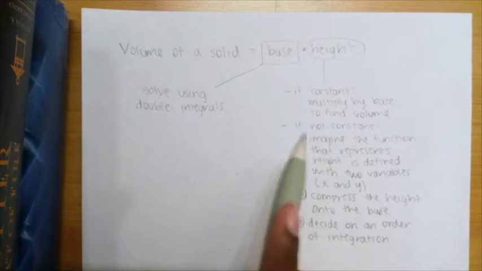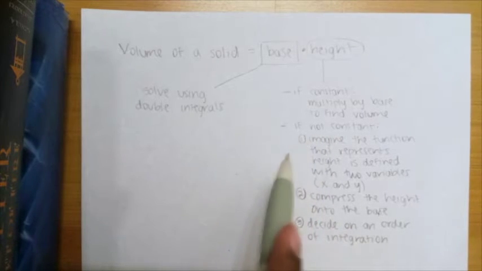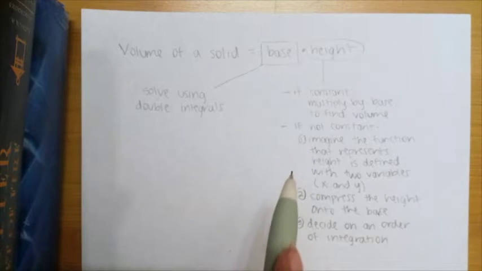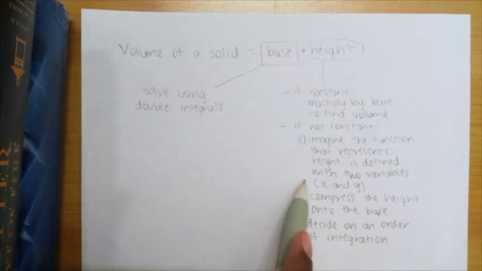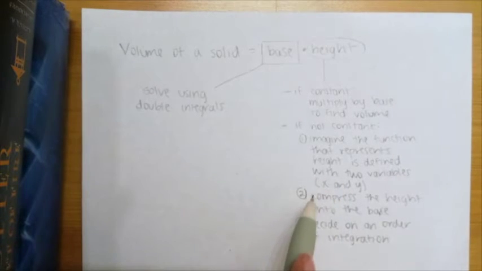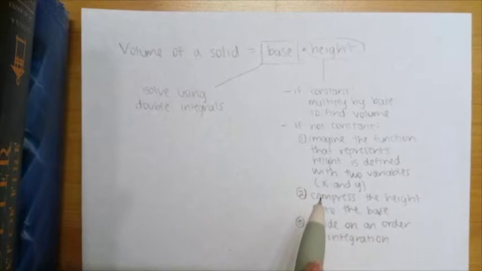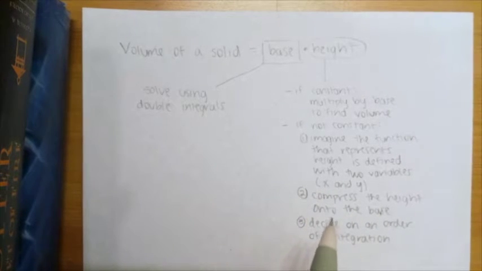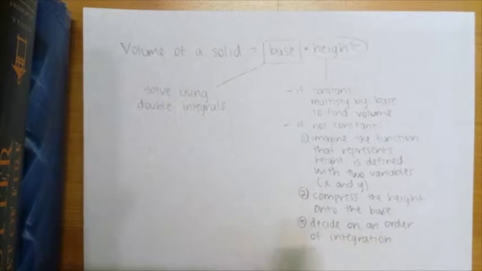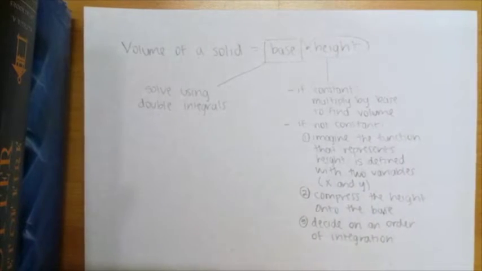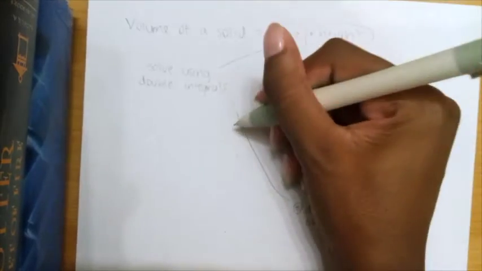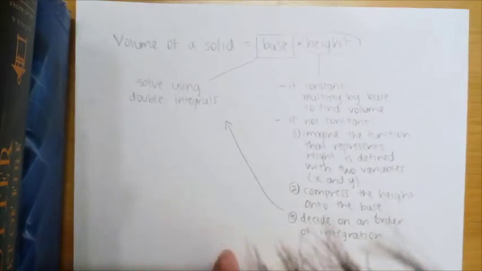But if it's not constant, which is what we'll be solving for, first we have to imagine that the function that represents height is defined with two variables, x and y, which is what we're going to assume it is. And second, we have to compress the height onto the base so that it's easier for us to draw a picture and picture it. And next we have to decide on an order of integration, deciding whether we're going to do it in terms of x or in terms of y. And then lastly, we get to solve using double integrals.